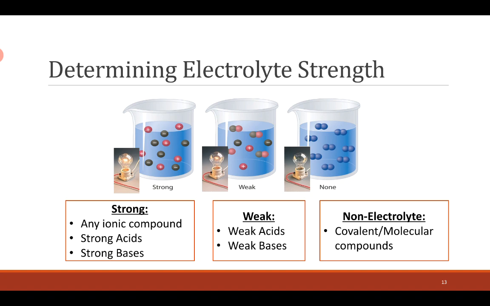So in summary, we have our strong electrolytes are going to be any ionic compound, strong acids or strong bases. Weak electrolytes are going to be weak acids, weak bases that are not ionic. And non-electrolytes are going to be covalent / molecular compounds, whatever you want to call them.